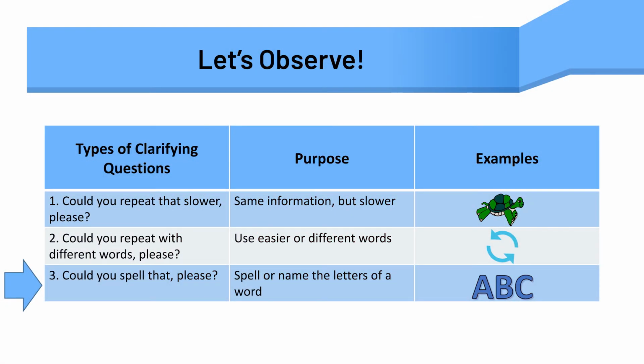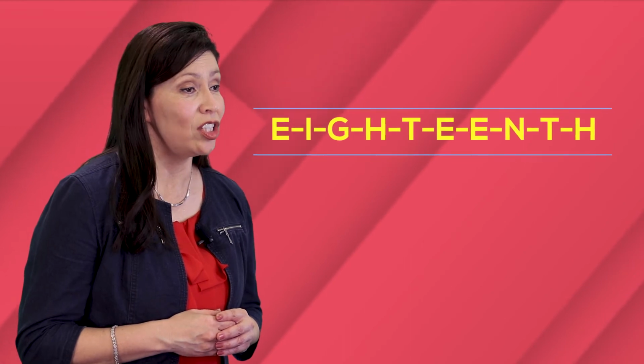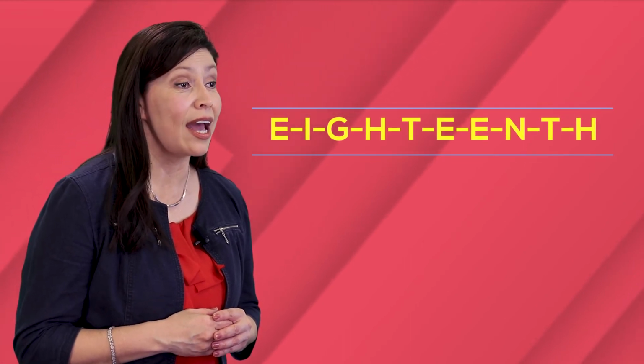Yes, Elisa's birthday is on the 18th. I'm pretty sure the date has an 8, but I want to make sure I got the right information. So I'm going to ask another clarifying question. Could you spell 18th, please? Yes, it's E-I-G-H-T-E-E-N-T-H. I see. So her birthday is on the 18th. Great. Here is another listening example.